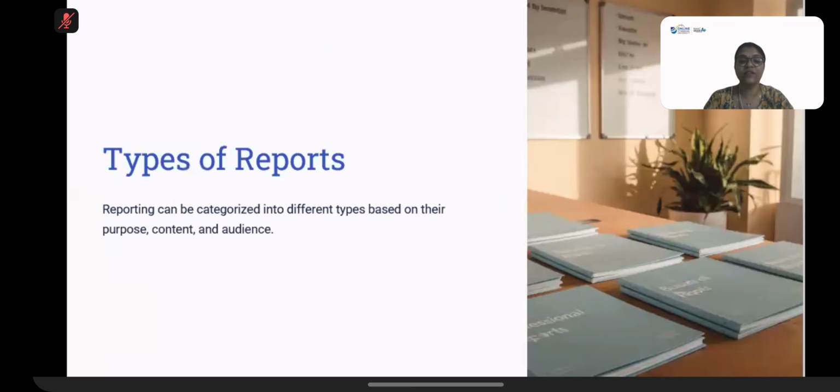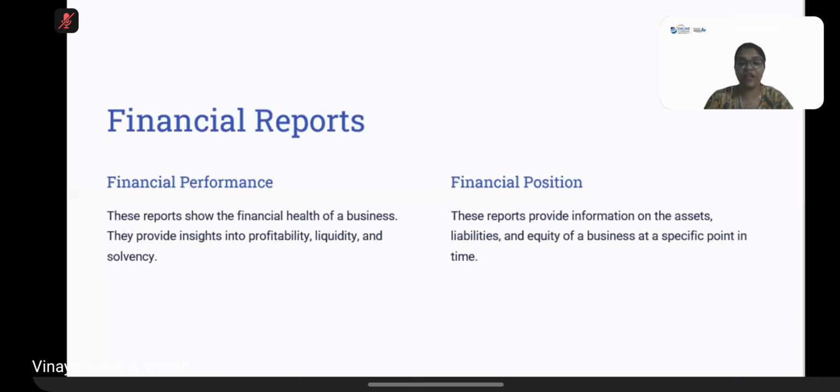Then we also discussed the different types of report. The first was your financial report, which tells you about the financial performance of the company. When you prepare the P&L account or income statement, you come to know what is the profitability, liquidity, revenue, income, expenses of the company. And when you prepare the balance sheet, you come to know what are the assets, liabilities, and equity position of the company.